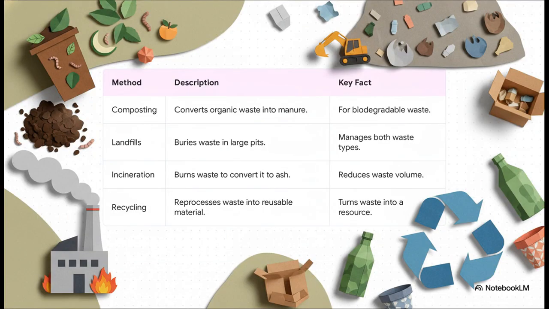So what are our options for dealing with it? Well, there are a few main methods. For all that biodegradable waste, we can compost it, basically helping the decomposers turn it back into amazing fertilizer for the soil. For a lot of the other stuff, we use landfills, which are basically just giant holes in the ground. And yeah, they get the job done, but they take up a ton of space. Incineration, or burning waste, shrinks the volume way down. But probably the smartest option for a lot of our non-biodegradable waste is recycling. It takes something that would have been a problem and turns it into a resource we can use again.